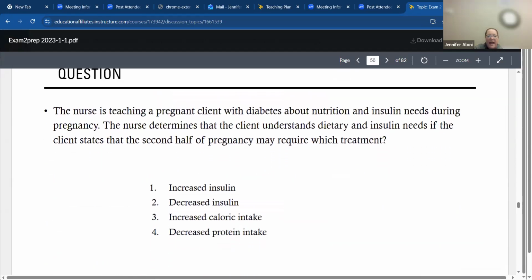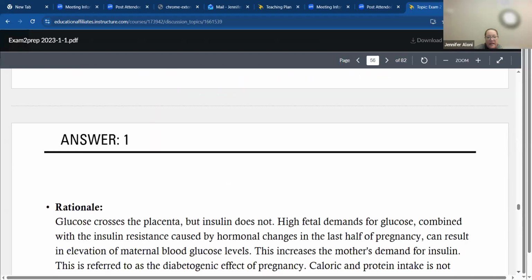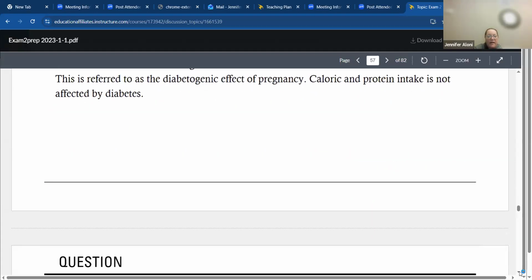All right, teaching a person with diabetes about nutrition and insulin during pregnancy. We know that dietary and insulin needs in the second half of pregnancy require more insulin or less insulin? 1. More. Good. Increased insulin. Excellent. It goes up and then it goes down. So we have high demand for glucose there.